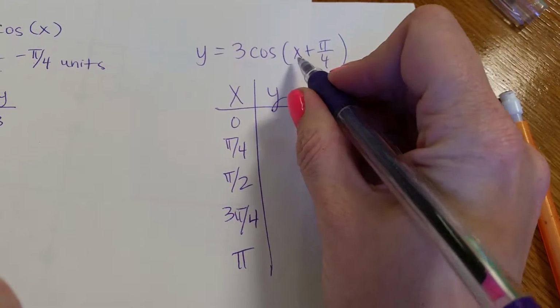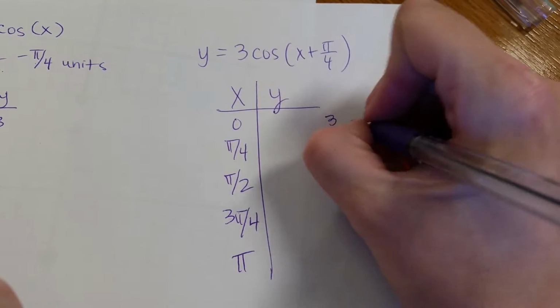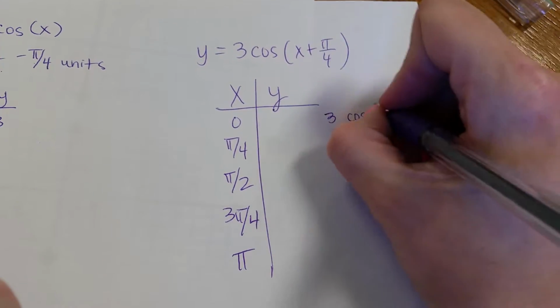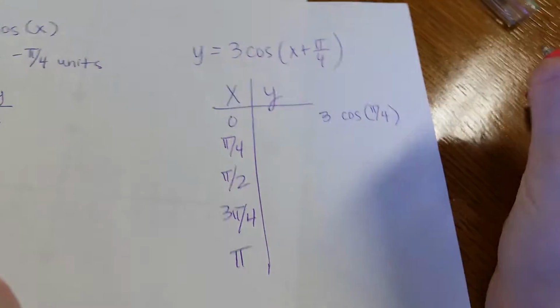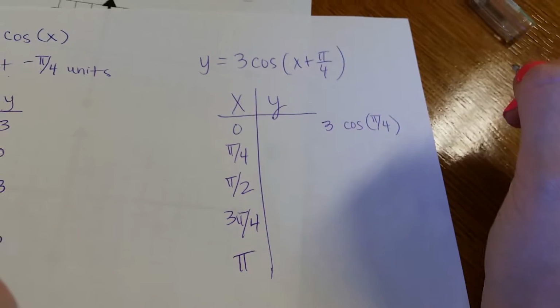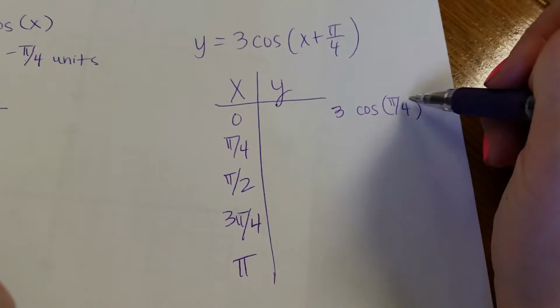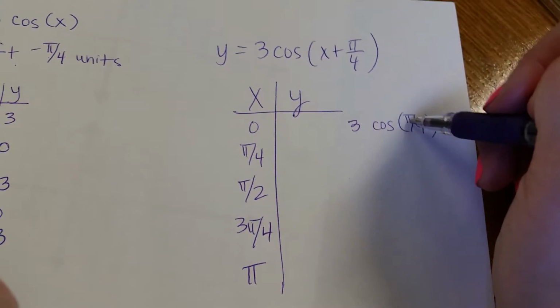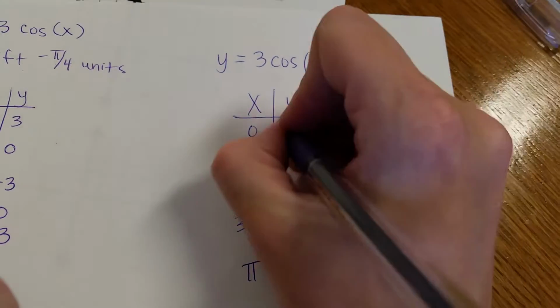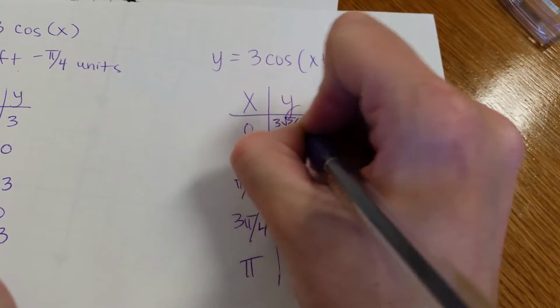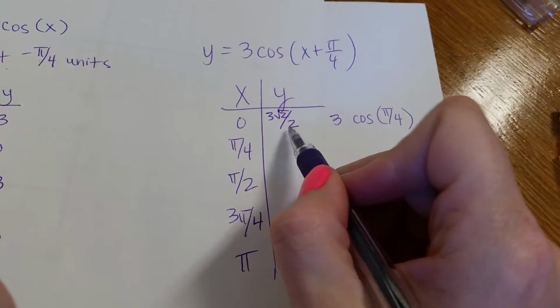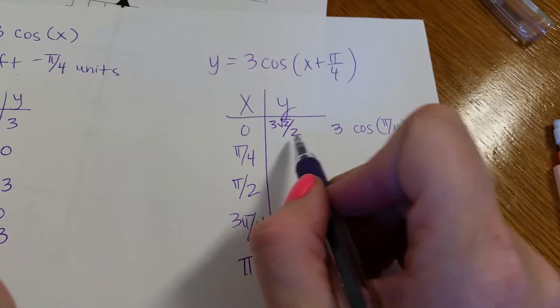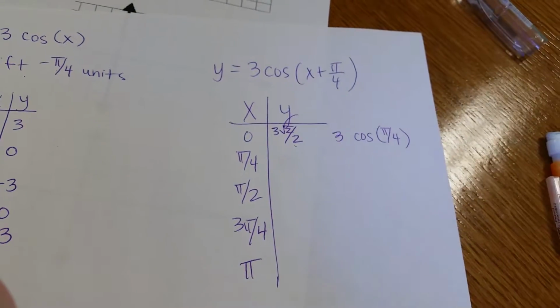So if you plugged in 0, this is going to be 3 cosine of 0 plus pi over 4, or pi over 4. Okay, so your cosine at pi over 4 is root 2 over 2. So this would really be 3 root 2 over 2. Okay, now that would be hard to do without a calculator. So you might want to try a different value.